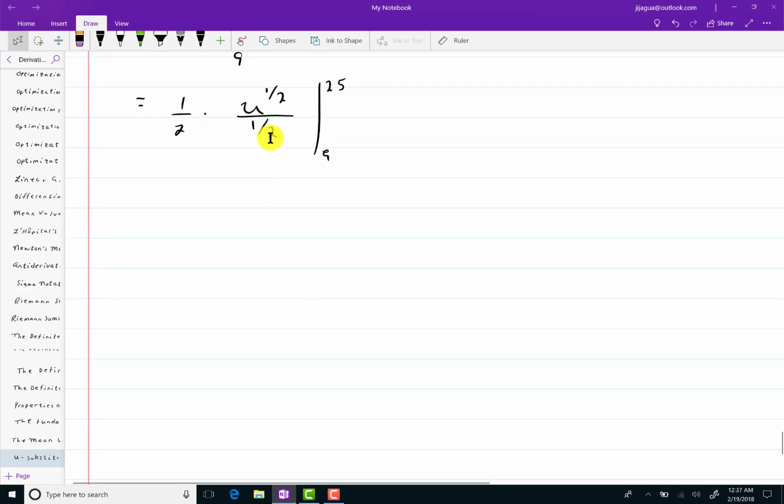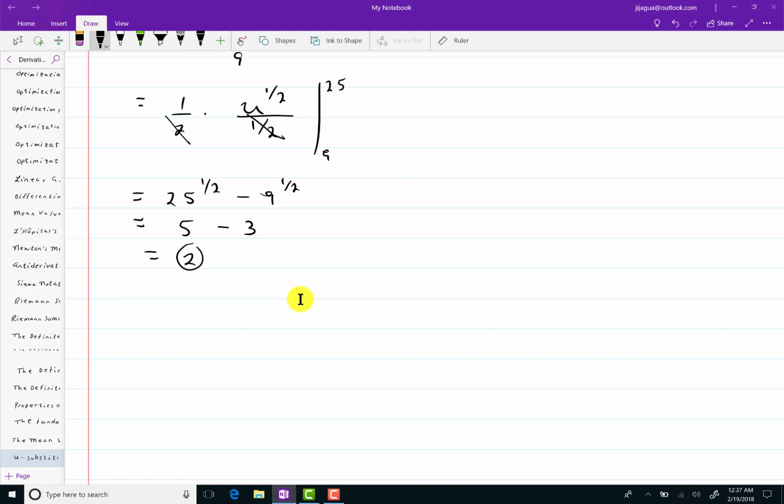The 1/2, if I flip it, it'll become a 2 in the numerator, so I can technically cancel this 1/2 with that 2. And so I just have u to the 1/2, so I get 25 to the 1/2 minus 9 to the 1/2. Well, that's just the square root of 25, which is 5, minus 3. And I thought this might be a good integral to see if I actually did it right.